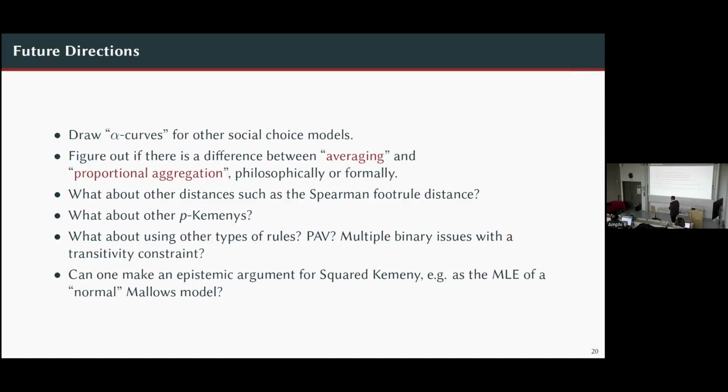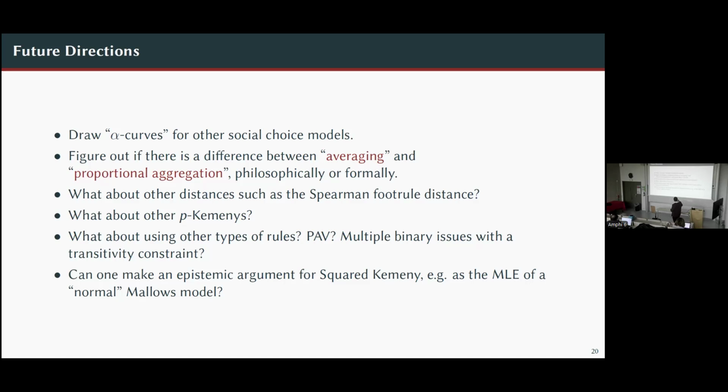So let me mention some future directions of other things one could do in this type of domain. So we had this idea of the alpha curves where we saw for Kemeny, we had this threshold thing, and for Squared Kemeny, it was a bit smoother. And this kind of idea makes sense in many other collective decision-making problems, where you can look at the happiness of groups in the worst case as a function of the group size. And maybe it's useful to do that in other models.